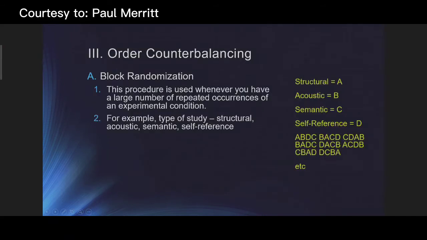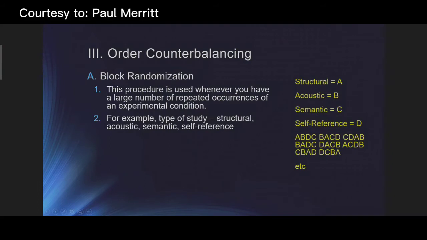So what we can do then is assign letters for structural, acoustic, semantic, and self-referential processing. And then we can randomize within each block. So each chunk of these four different types of encoding will occur together. There'll always be four of them together, but what order they occur within that block will be randomized. So just pseudo-randomize these. You can do this with a computer. It's pretty easy. But here we have A, B, D, C, B, A, C, D.